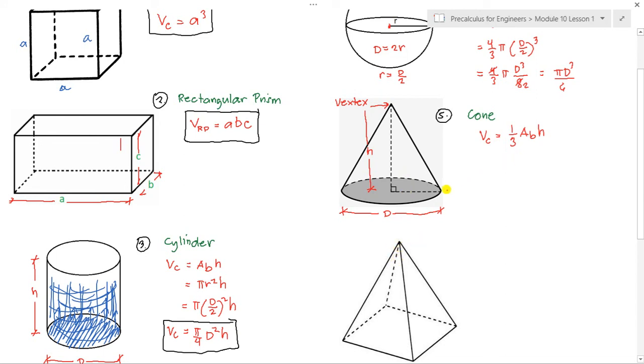So, what is the area of its base? For a cone, that is the area of a circle. So, we have 1/3 pi r squared times the height. That is pi r squared h all over 3.